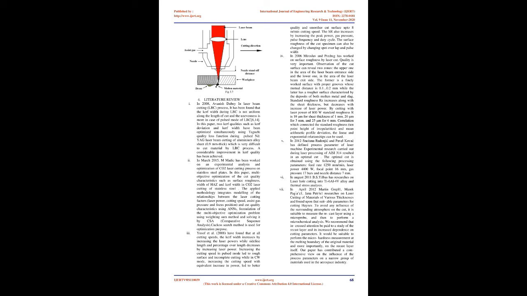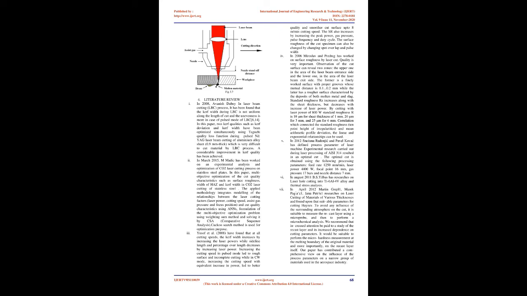Yuzof et al., 2008, have found that at all cutting speeds, the kerf width increases by increasing the laser power, while sideline length and percentage over length decrease by increasing laser power. Increasing the cutting speed in pulsed mode led to a rough surface and incomplete cutting, while in CW mode, increasing the cutting speed with an equivalent increase in power led to better quality and a smoother cut surface up to 8 m/min cutting speed. The SR also increases by increasing the peak power, gas pressure, pulse frequency, and duty cycle. The surface roughness of the cut specimen can also be changed by changing spot overlap and pulse width.